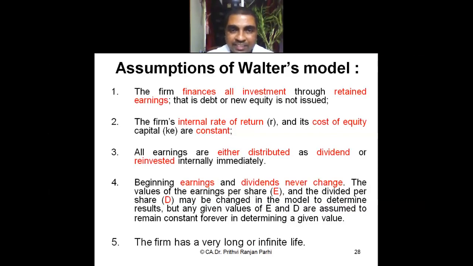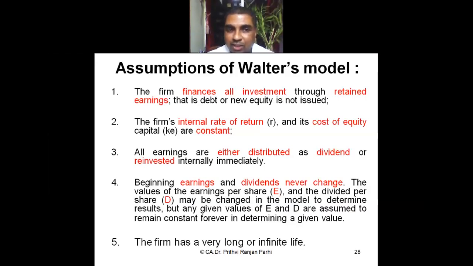Then the internal rate of return, which is R, that is the return of the firm, and the cost of equity, which is KE, the cost of capital, are constant. R is constant, and KE is also constant. Try to recall, these are certain assumptions which Mr. Walter has used. By using these assumptions, he has tried to prove his model. Some of these assumptions may not be practical, and that is taken as a criticism of the theory.